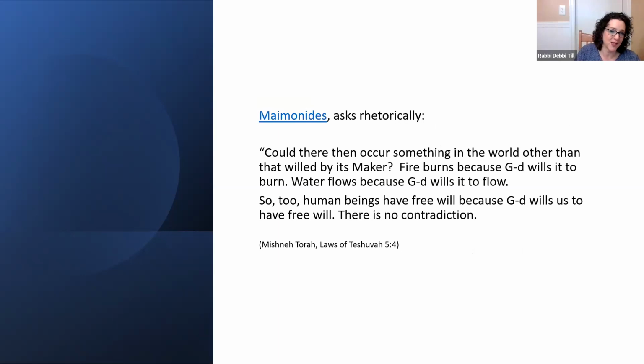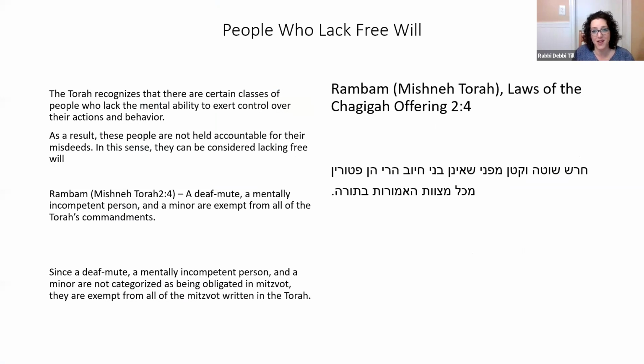So Maimonides asks, could there then occur something in the world other than that which is willed by its maker? This goes back to the idea between fire and water, right? So we have free will because God gave us free will, and there's no contradiction. Easier said than done.